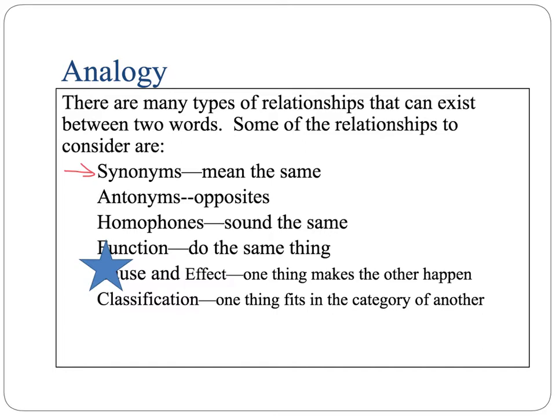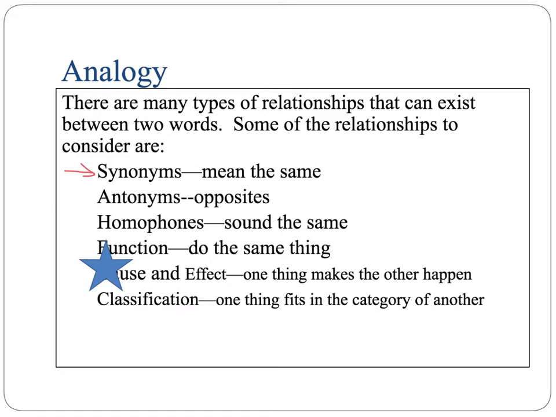So for example, a vacuum cleaner and a broom both clean the floor. So you could also say that a dishwasher and a sponge, that would be another analogy that's similar because both of them have the same function. Cause and effect, one thing causes another thing to happen. And then classification, one thing falls into the category of the other.